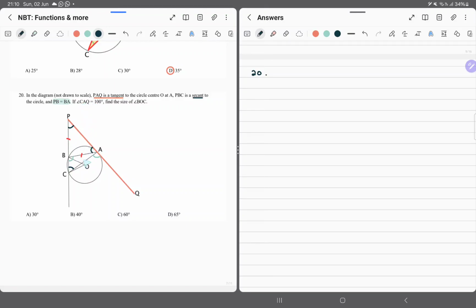And we are told here that CAQ is 100 degrees. So this is 100 degrees. All right. And find the size of angle BOC. So the angle in question here is BOC, this angle right here. That's the angle in question.